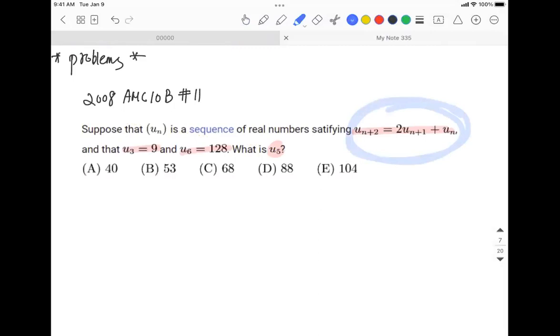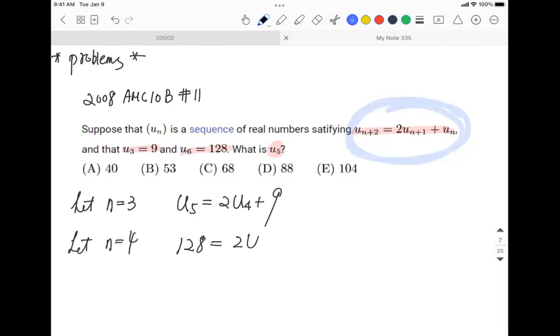Okay? So, just like Stephen mentioned, the most powerful way is just try to find out the value, right? We can let n equals 3, right? If n equals 3, you have U5 equals 2U4 plus 9, which is our U3, right? I'm just going to put it here. And then we can let n equals 4, then you have U6, which is 128, equals 2U5 plus U4. So easy, right? Easy peasy problem.